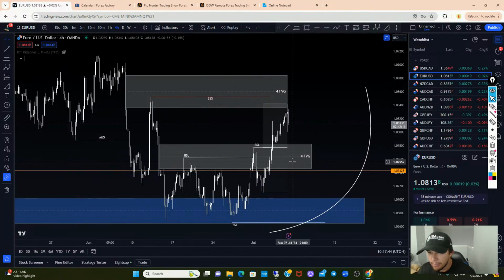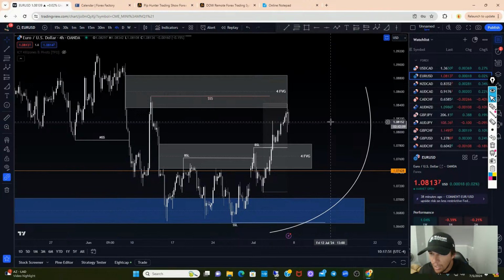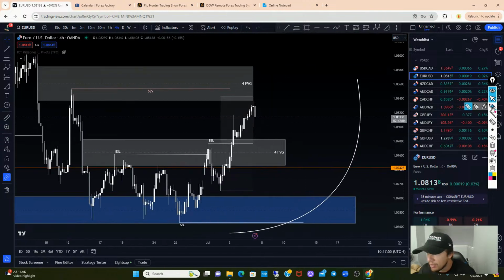We are in a buy model here, market maker buy model. So my intention is to go in the market looking for buy opportunities. And actually, look at this. We do have a buy side imbalance right here as well.